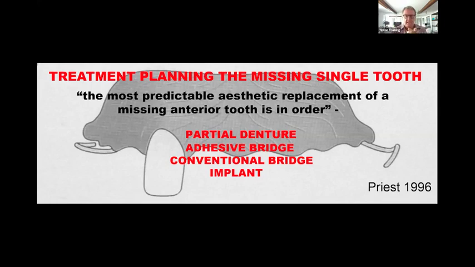And remember, I keep saying we're focusing on predictability here. Second was the adhesive bridge, because it meant that we did not cut down labial surfaces on the teeth either side. And yes, there is the problem of graying of the incisal edge. We'll look at that. And in third place was the conventional bridge.